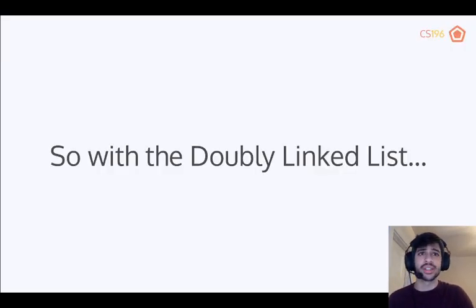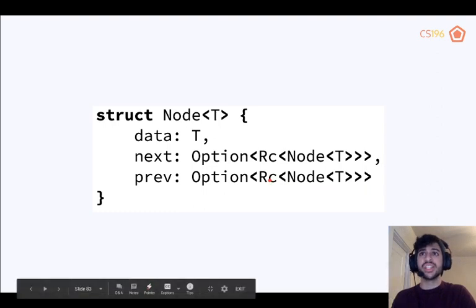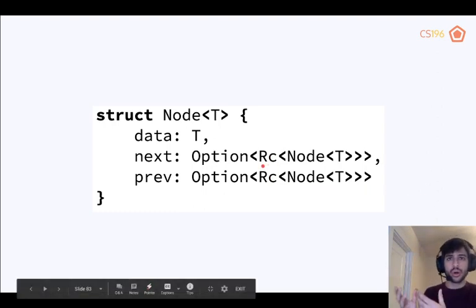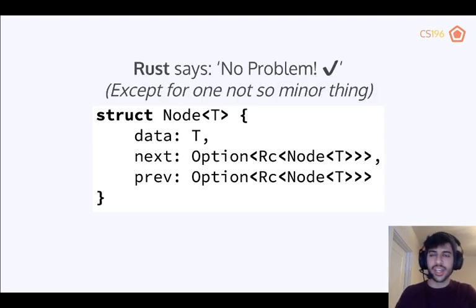So with the doubly linked list, let's revisit the node that we created. What if we replaced the box smart pointer with the RC smart pointer? Because we said that the issue before was that we can't have multiple owners. But now RC has some very fancy Rust magic working, and does it solve this problem? Well, to this, Rust says, no problem, kind of. There's one not so minor thing that we need to talk about.